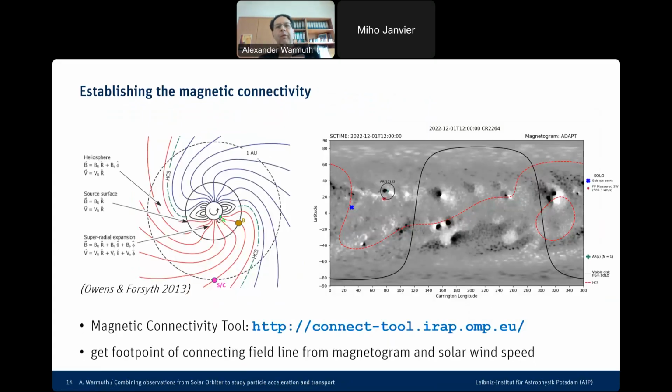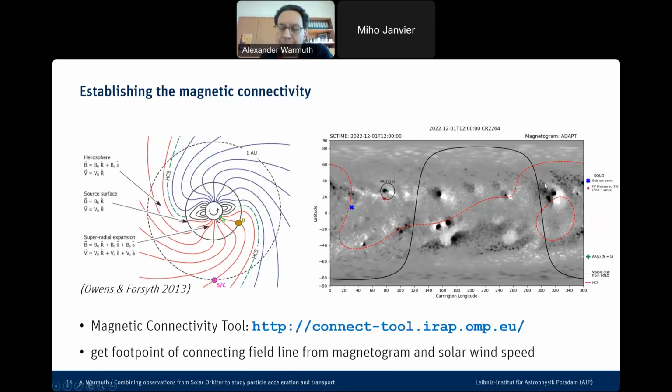Finally, what we have to do is to establish the magnetic connection of the spacecraft, because the particles, these are charged particles, electrons, they are tied to magnetic field lines, they have to follow them. So it would be very informative to know which place on the Sun Solar Orbiter is connected to. And for that, we use the magnetic connectivity tool developed by our colleagues at IRAP.